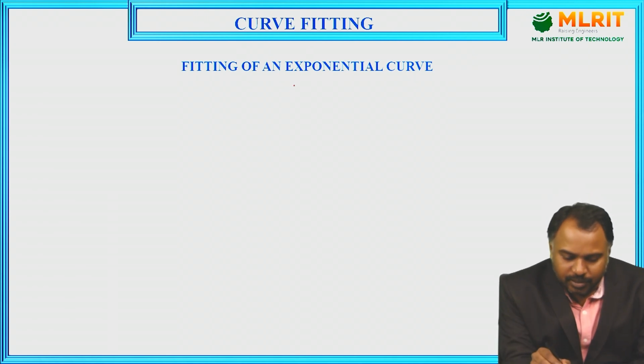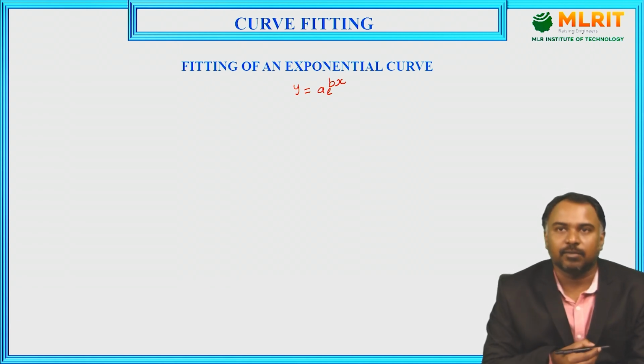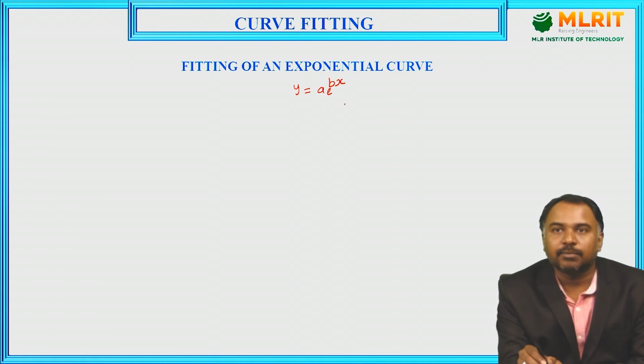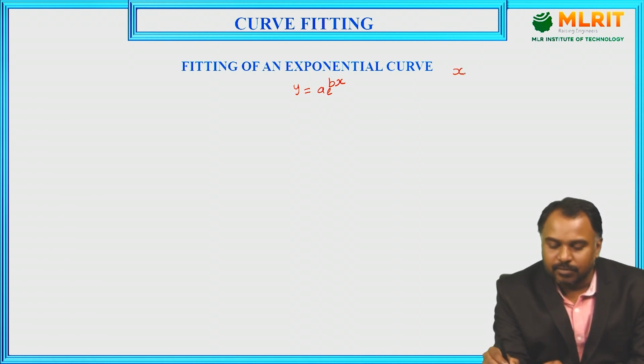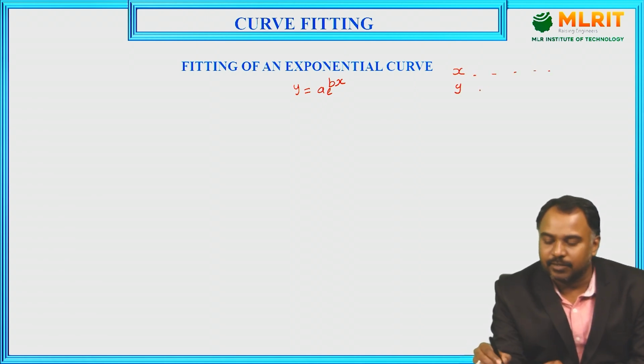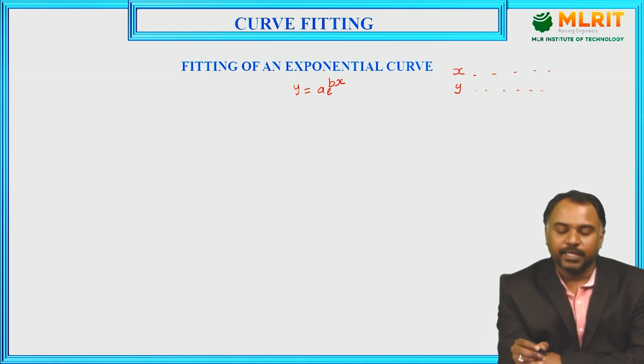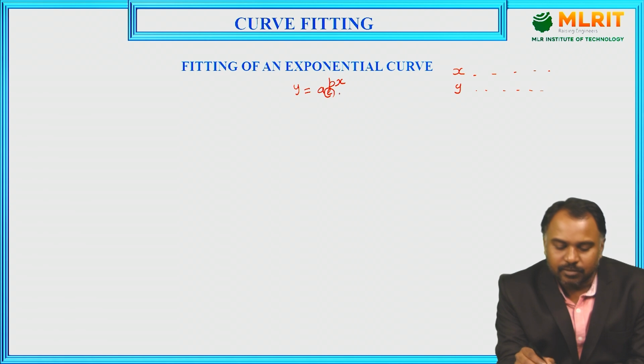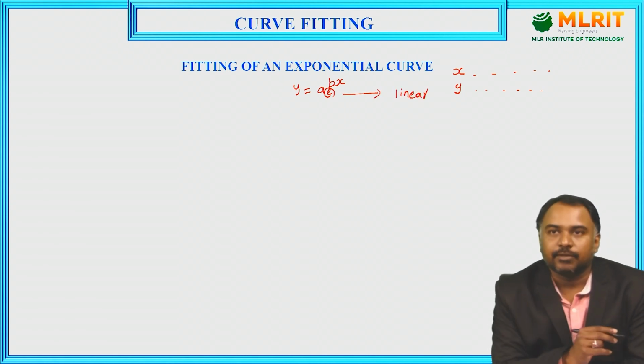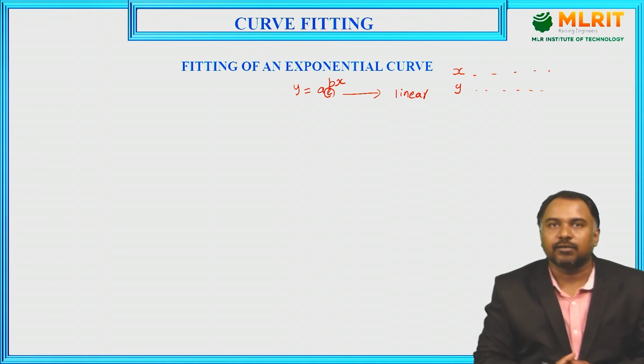The exponential curve is of the form y equals a e power bx. How are we going to construct the curve for the provided data, some x values and some y values? First we need to eliminate the exponential and convert it into linear form. After converting into linear form, we can easily evaluate it using the straight line method.